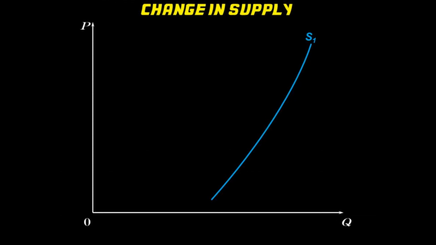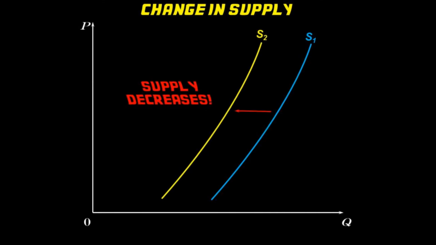From this newsreel, we know that when the expected future price of a good rises, the supply of the good today decreases, and thus the supply curve will shift leftwards.